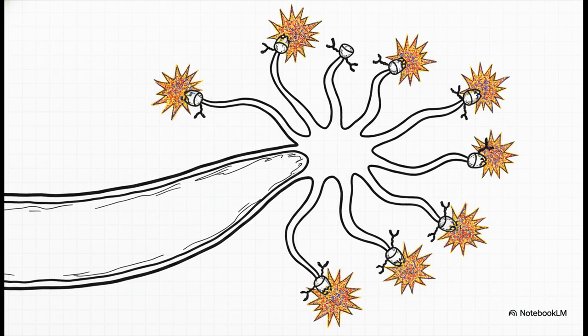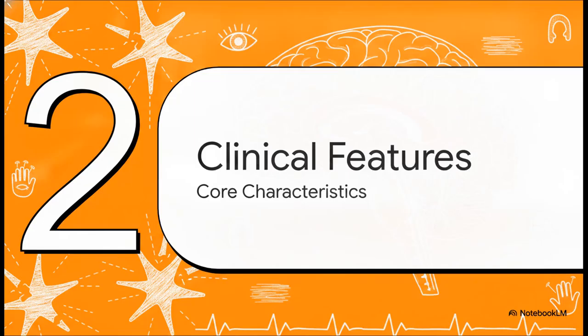So what's the actual culprit here? Well, in about 90% of NMOSD cases, the disease is driven by a highly specific autoantibody that targets the aquaporin-4, or AQP4, water channel. Now, these channels are packed densely onto the foot processes of astrocytes, right up against the endothelial surfaces of the blood-brain barrier. When those AQP4 antibodies bind to the channels, they trigger a devastating complement-mediated cascade. This leads to cytolysis, basically the explosive destruction of the astrocytes, which then sparks massive inflammation and that secondary demyelination we just talked about. Let's move right along to Section 2, Core Clinical Characteristics.